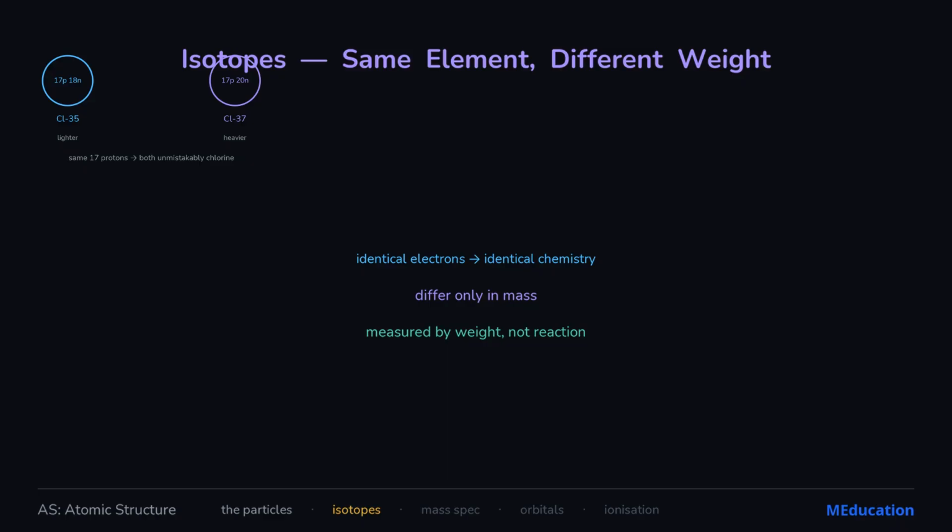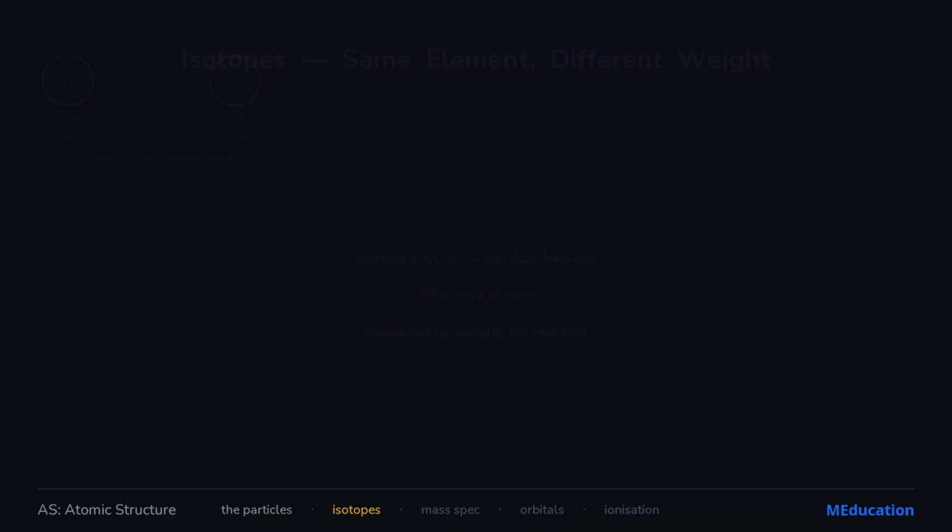Here's the payoff. Because their electrons are identical, isotopes react chemically in exactly the same way. Neutrons add mass, not chemistry. So the only difference you can measure is weight, which is precisely the door that mass spectrometry walks through. Chemistry lives in the electrons. Isotopes only touch the nucleus.